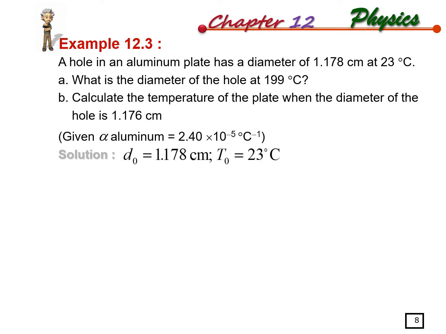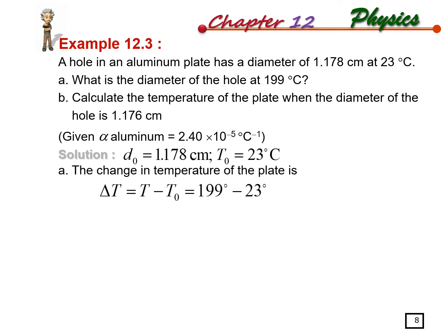The coefficient of linear expansion of the aluminium is given as 2.4 times 10 to the power of -5. The initial diameter and initial temperature are given. So what we can do is apply them into the equation, where the difference in temperature will be final minus initial, 199 minus 23.